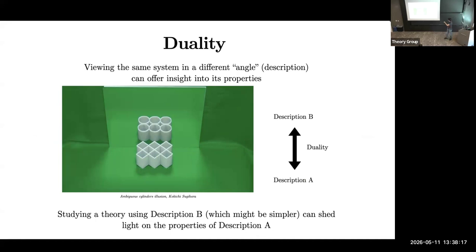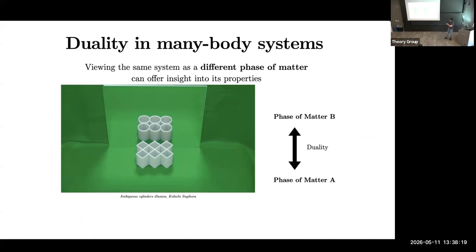Instead of description A and description B, one might say we are viewing the same system as a different phase of matter. Maybe I have a phase of matter A and a phase of matter B, and they're related by this duality transformation. Now you might object: what does it even mean to equate two phases of matter? They might not even have the same partition function. Maybe they have different ground state degeneracy on certain manifolds. So in what sense are they dual?